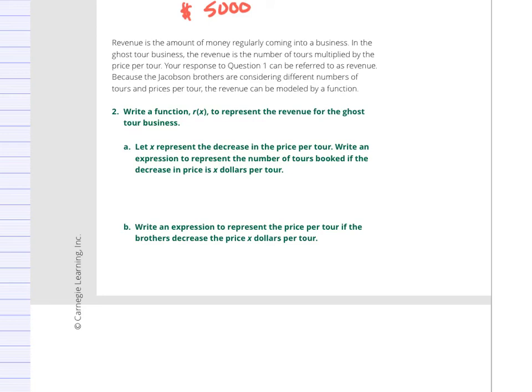Number 2, write a function R of X, revenue of X, to represent the revenue of the ghost tour business. Let X represent the decrease in price per tour. So if they knock $1 off, the decrease is 1. If they knock $10 off, the decrease is 10. Write an expression to represent the number of tours booked if the decrease in price is X dollars.